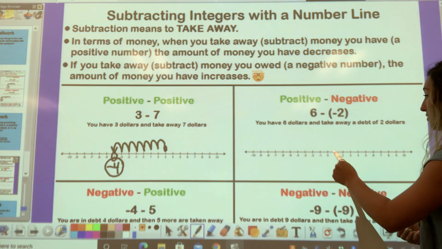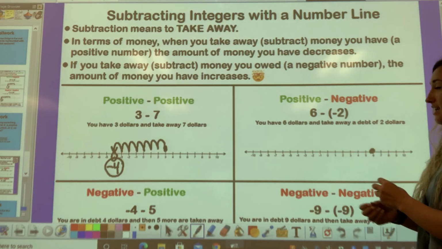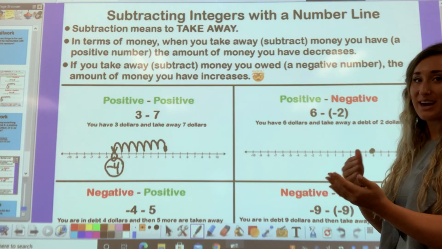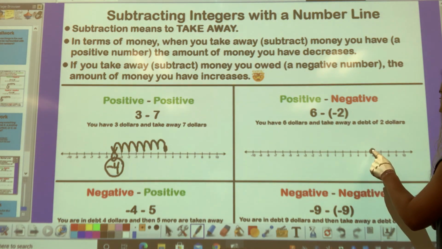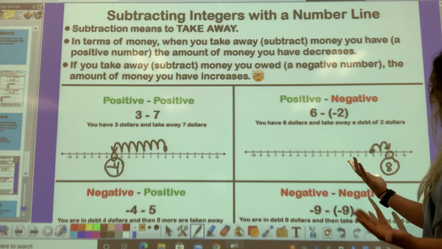So we start at 6, and taking away negative 2 actually increases 6 by 2. So we're going to go to the right 2. And the answer to this crazy thing is 8.